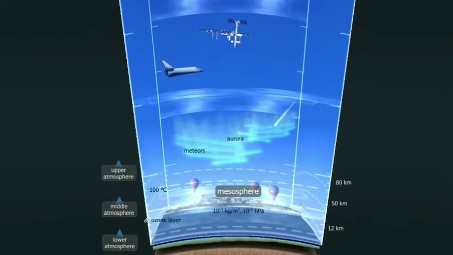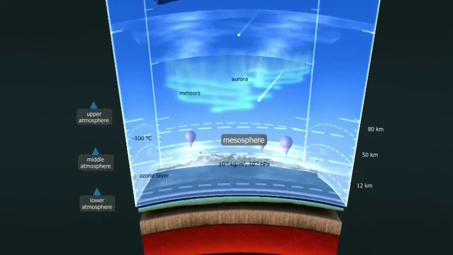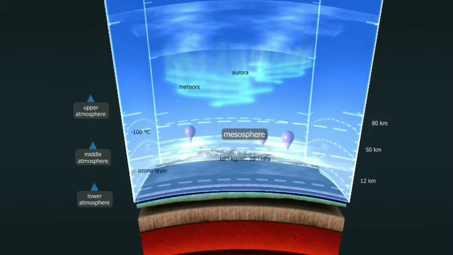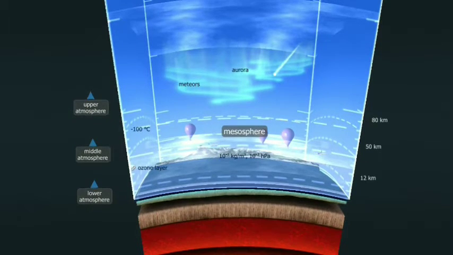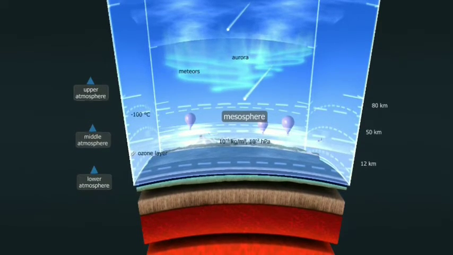The layer below the thermosphere is the mesosphere. Its temperature decreases with altitude. The atmosphere's coldest place, the mesopause, forms its upper boundary. The temperature drops to around 100 degrees below 0 Celsius here. The temperature at its lower boundary is around 10 degrees above 0 Celsius. Most meteors melt or burn up in the mesosphere.